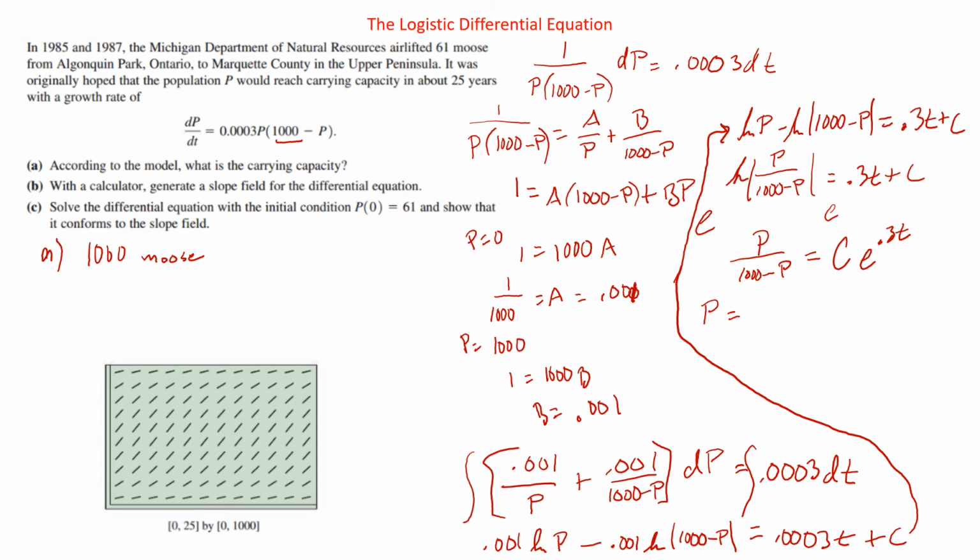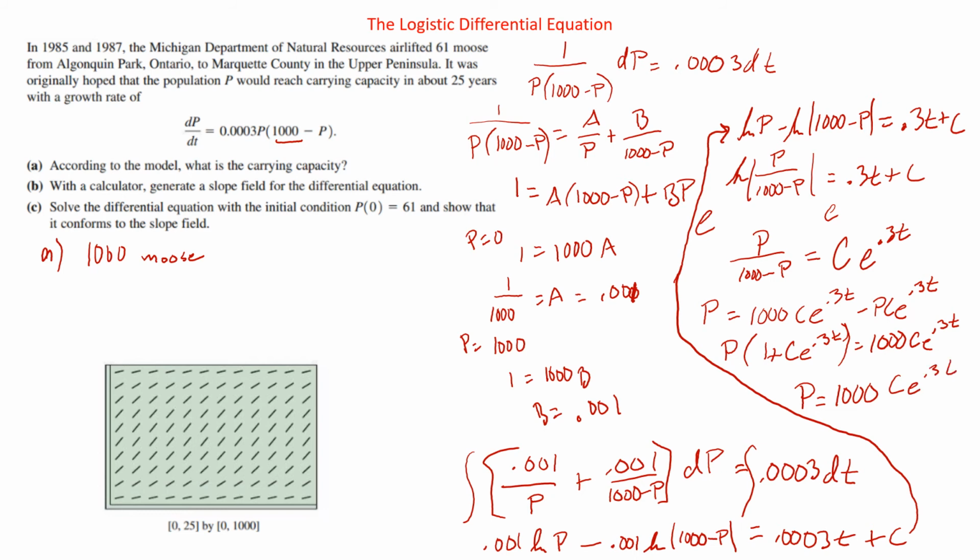And when we do that, we can distribute as well. So we'll have 1,000 c e to the 0.3t minus P c e to the 0.3t. We can add that over to the other side and factor it out. So we'll have (1 plus c e to the 0.3t) P equals 1,000 c e to the 0.3t, and we can divide to get P equals 1,000 c e to the 0.3t over 1 plus c e to the 0.3t.